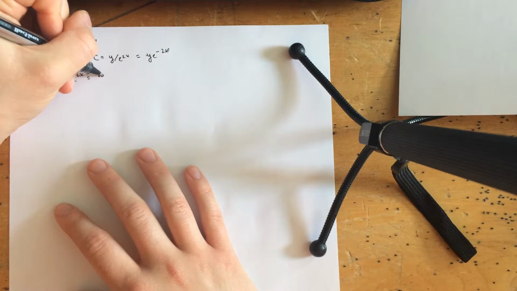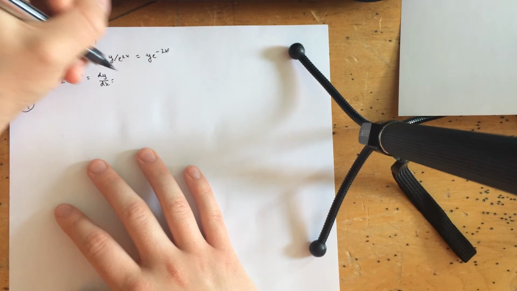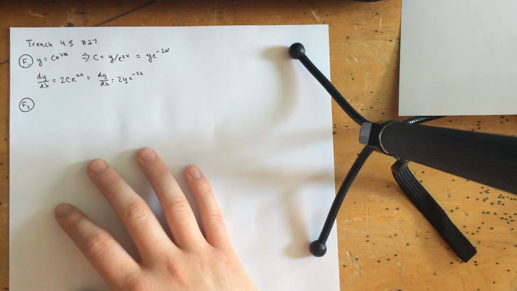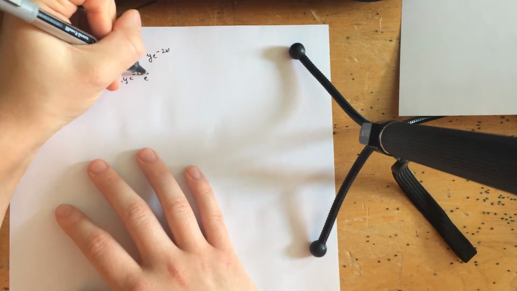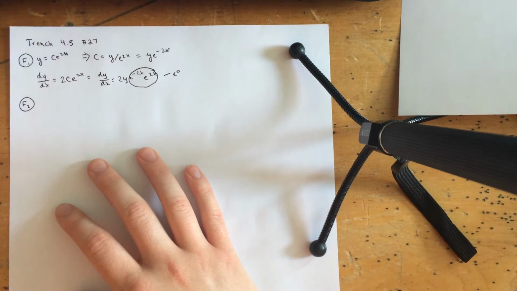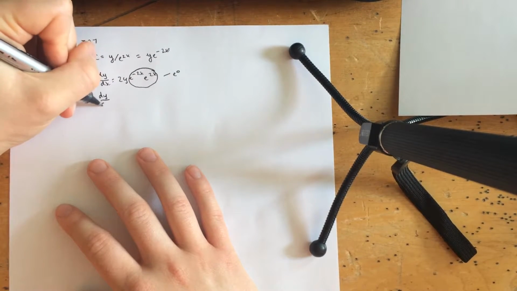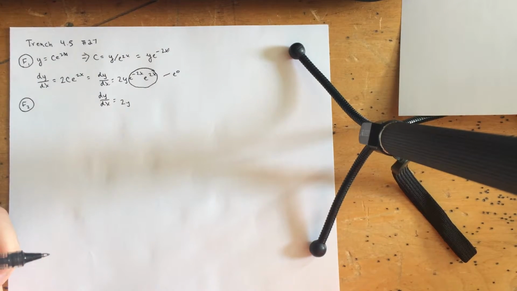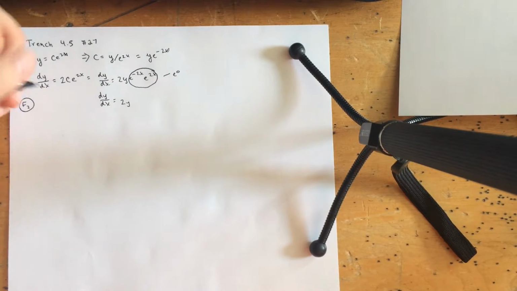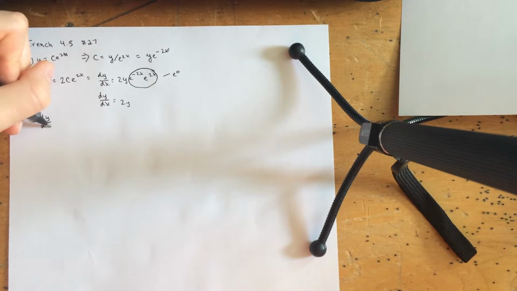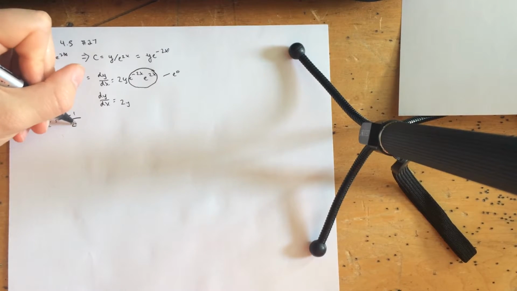So dy dx equals 2y e to the negative 2x times e to the 2x. And we see that if we combine those, we get e to the 0, which means that here dy dx equals 2y times 1. Okay, so now we're going to find the differential equation that would be orthogonal to that. So dy dx equals negative 1 over 2y.